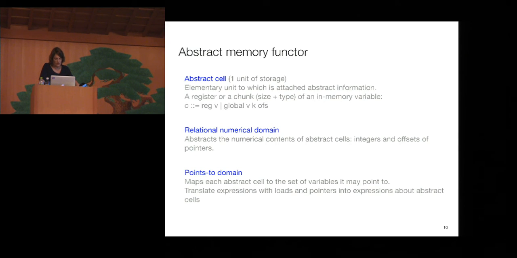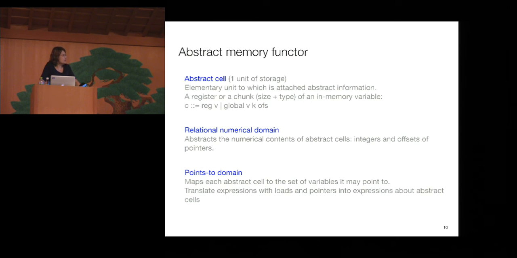And we also have relational numerical domains. Here we use such a domain to abstract the numerical content of abstract cells. A pointer value in a concrete world in CompCert is defined as a pair of a block and an offset. And here we abstract such a pointer. For instance, we may only have to care about its offset. So we use this numerical domain to abstract these things.